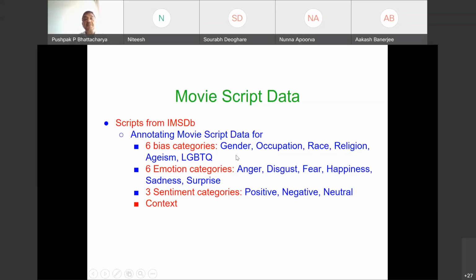Now if we keep the categories as only 6: gender, occupation, race, religion, ageism, and LGBTQ, then it is manageable. But the problem is that this is an interesting situation of multi-levels. A sentence can have multiple biases. So this is one problem that we are facing and discussing as to how to tackle. And of course, machine learning has discussed such problems before.